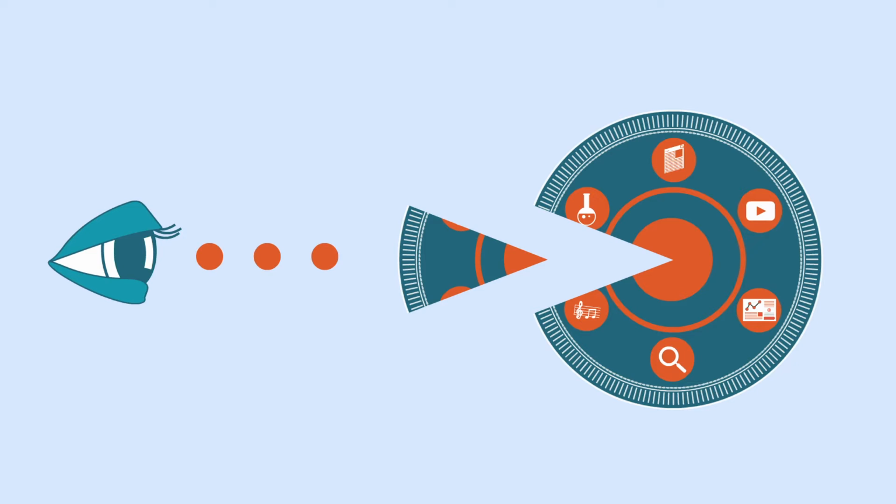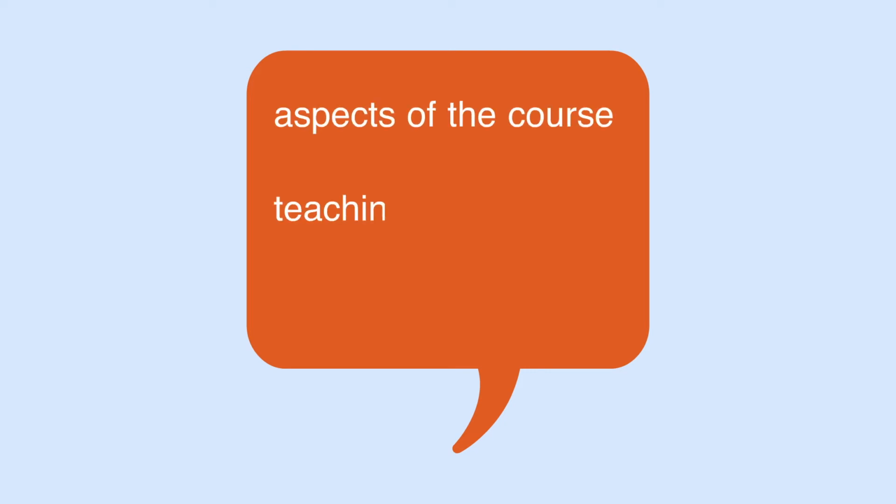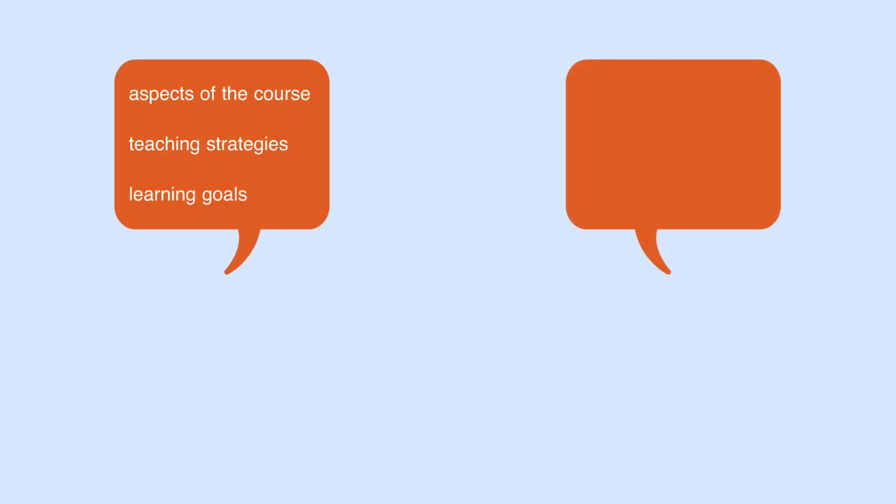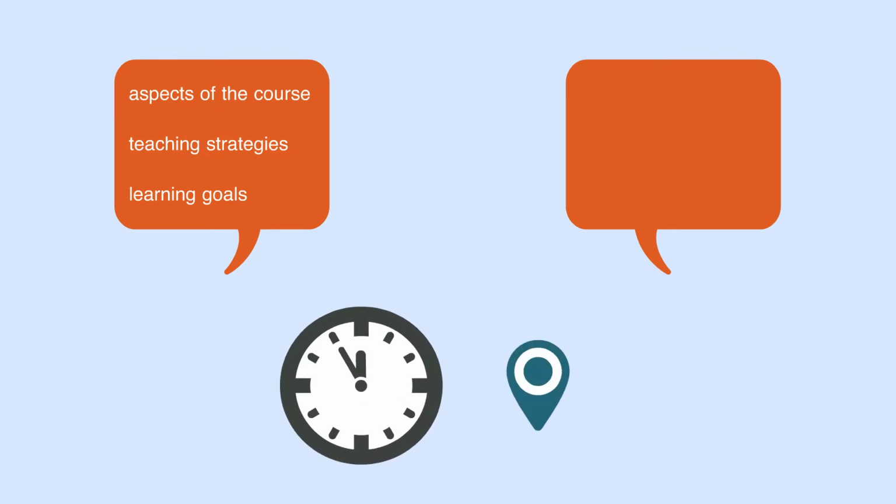Peer observations are most effective when they begin by asking the instructor being observed what aspects of the course, teaching strategies, or learning goals would be most helpful to receive feedback on. Because it's collaborative, the time and place should be mutually agreed upon.